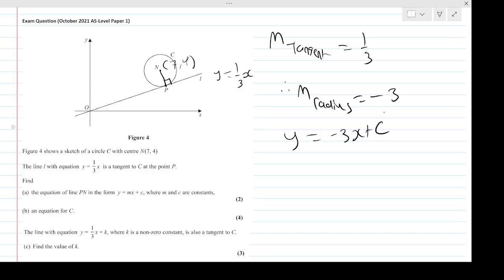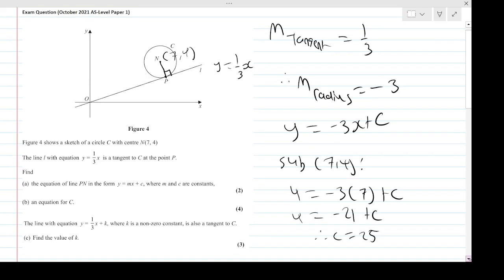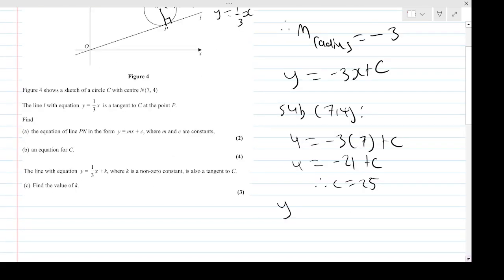We need a point to substitute into our radius here, but we know the centre also lies on it. So 7, 4 is the centre. I'm going to sub that in. So sub 7, 4, and then y, which is 4, equals minus 3x, which should be 7, plus c. Therefore 4 is minus 21, add c. That means that c, if I add 21, is 25. Cool, so that as a whole, y is minus 3x plus 25. And there we are, it's in the form that they wanted.